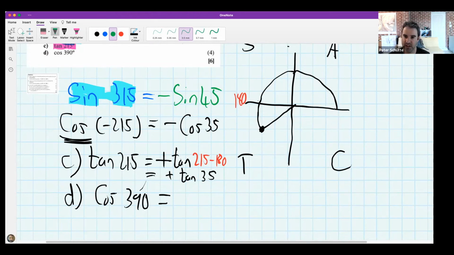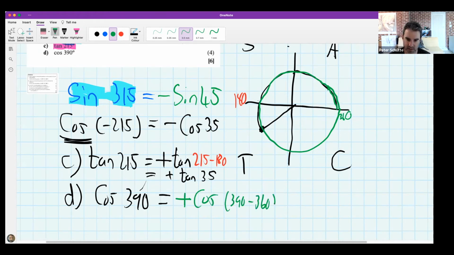So how would I visualize 390? It's going to go the whole way around, and then it's going to go a little further. So it's in quadrant 1, everything is positive. And since it's off the nearest horizontal, which is 360, this is going to be cos, and then I'm going to just say 390 minus 360, so positive cos 30. Yeah, that's it.